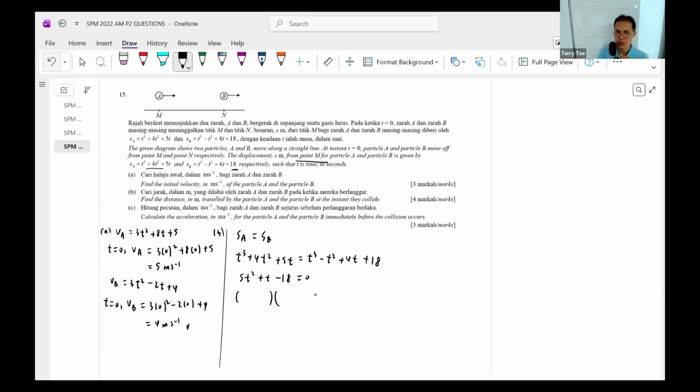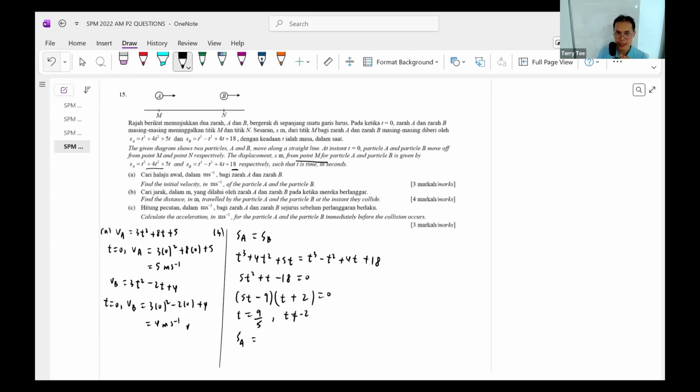What are the factors of 90? 10 and 9. 10 is positive, 9 is negative, so T is 9 over 5. Okay, we want to find the distance traveled by particle A. Particle A is quite direct, we just substitute this inside your SA. By the way, T cannot be negative, right? Time can't be negative, so we just take 9 over 5.